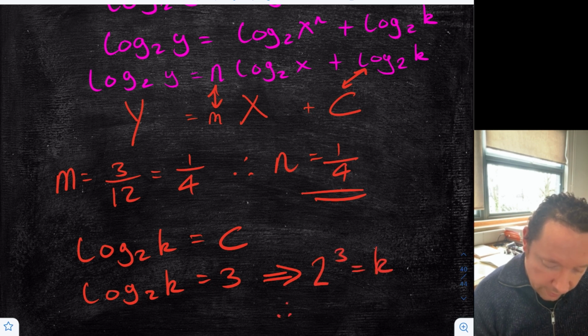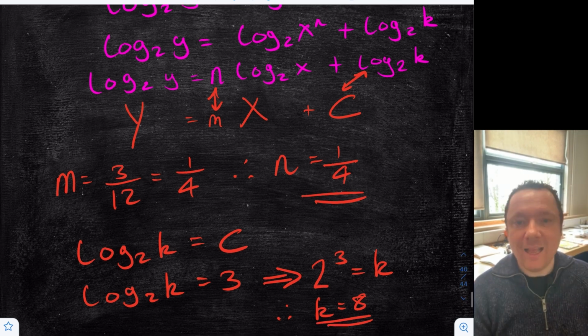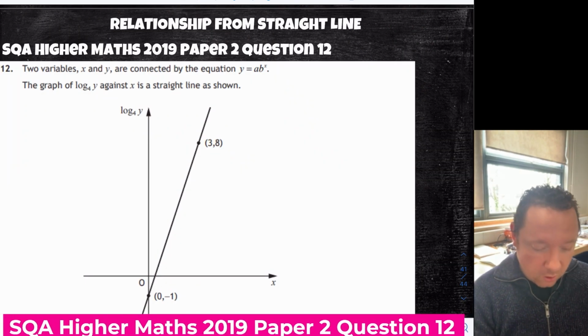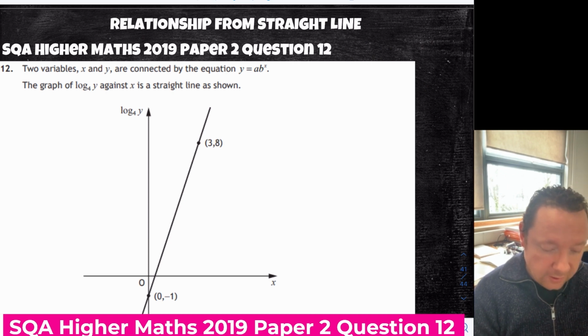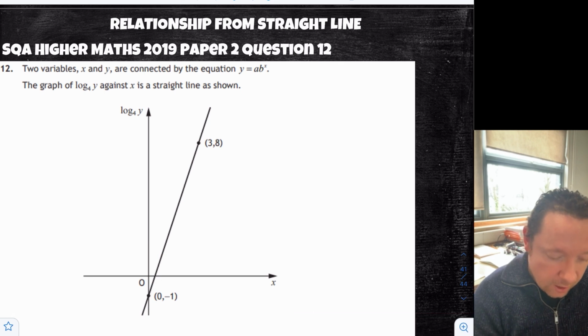And therefore k equals 8, because 2 cubed is 8. And we're done there. Relation from a straight line for logarithmic graphs. SQA Higher Maths 2019 Paper 2, Question 12. Two variables x and y are connected by the equation, and this is what you're looking for.